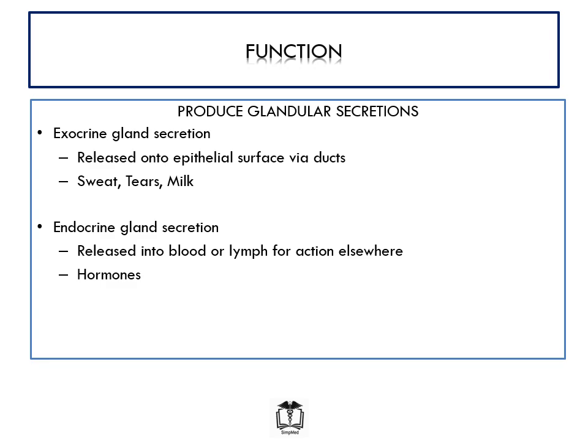And we have endocrine glands. Endocrine glands are also involved in secreting particular substances, but these substances tend to be released into the blood or lymph, and they tend to have action elsewhere. The substances produced by endocrine glands are usually termed hormones. So hormones are produced from endocrine glands, whereas various secretions like sweat, tears, and milk are produced by exocrine glands.